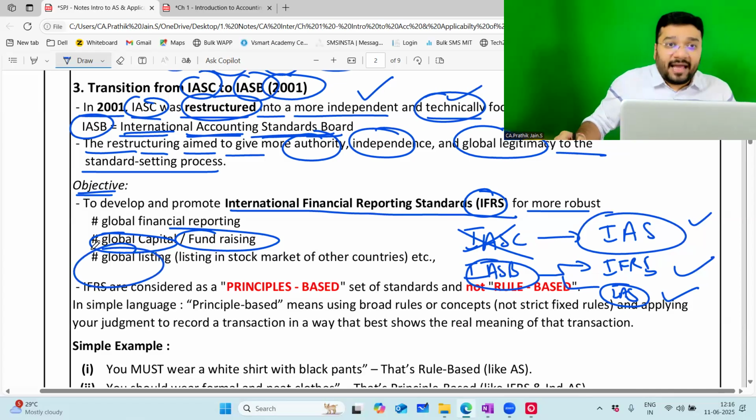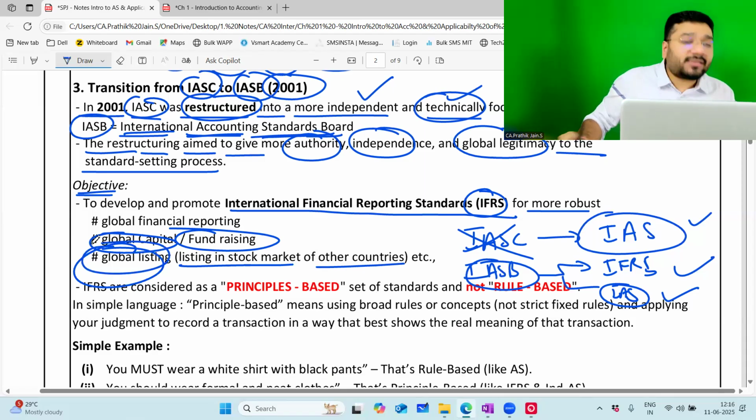The companies in India who wanted their stocks to be listed in the global market, what did they do? They had to follow IFRS again in preparing their financial statements. So for listing in the stock markets of other countries, IFRS was helpful.